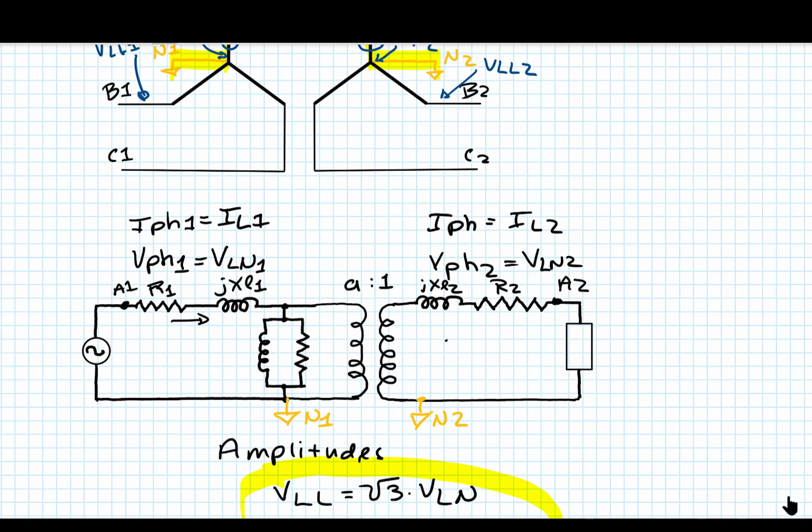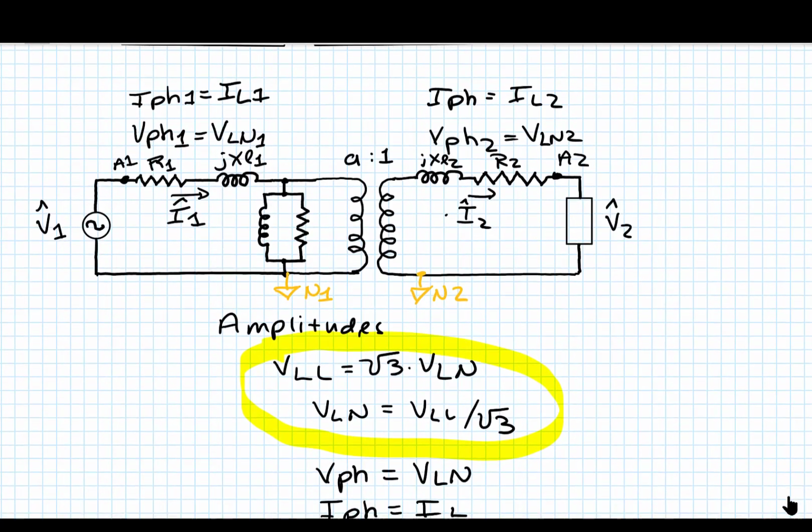Once I decide that I have a line to neutral circuit, I'm just dealing with primary and secondary voltages and currents. So the primary current is I1, the primary voltage is V1, the secondary current is I2, and the secondary voltage at the terminals is V2. These voltages are all with respect to the neutral points. Everything that we learned with single-phase transformers applies to this circuit.